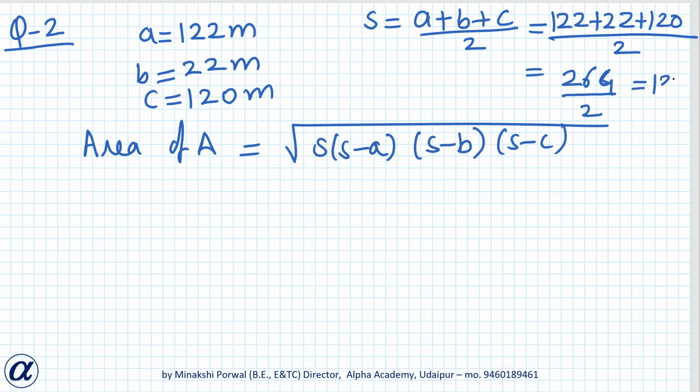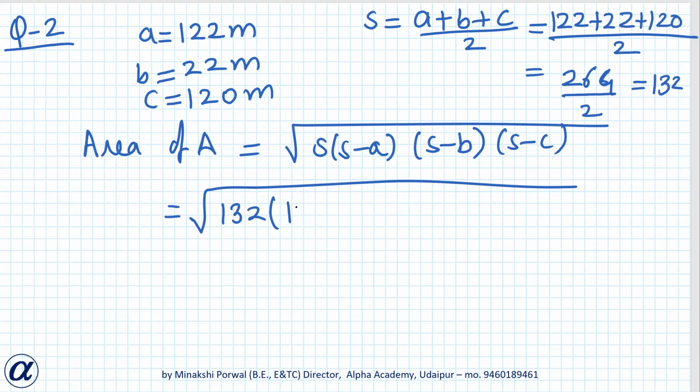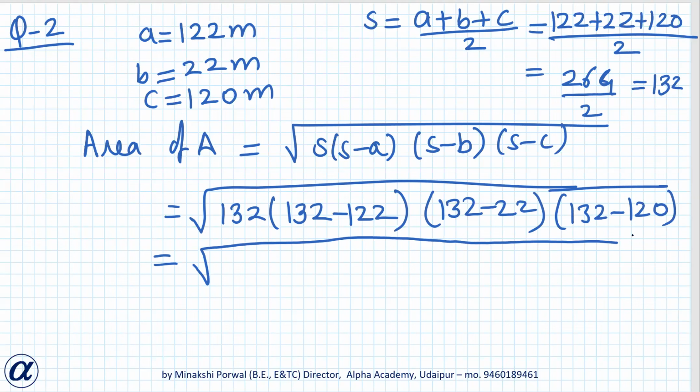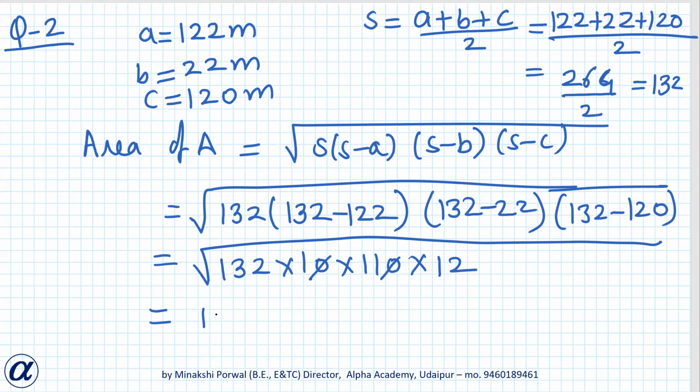132, right? So it is under root of 132, 132 minus 122, 132 minus 22 and 132 minus 120. So it is 132 into 10 into 110 into 12. ठीक है. अब इसमें ये 0 है और ये 0 है, तो इनको दोनों को हम एक सिंगल 0 आउटसाइड लगा देंगे. Will write 10 outside.